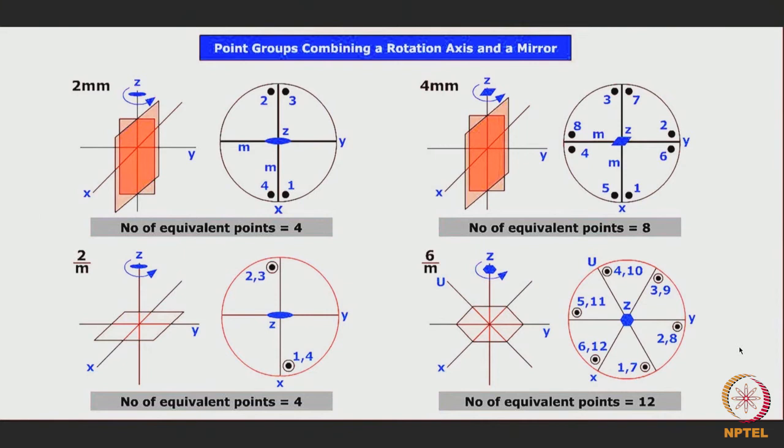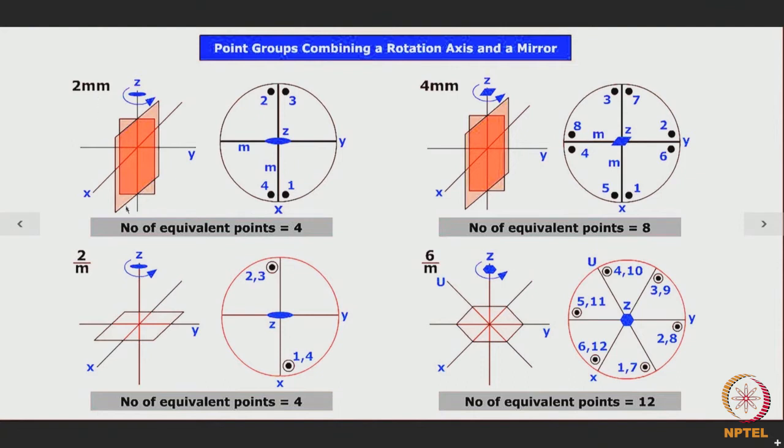Now, we can consider point groups which combine a rotation axis and a mirror. So, we will now discuss point groups which combine a rotation axis and a mirror. Say for example, the first one in this group, here we combine a 2-fold rotation axis with one mirror. According to the international system, we should write the symbol as 2m, but we put an extra m, there is a reason for it, which I am going to explain right now.